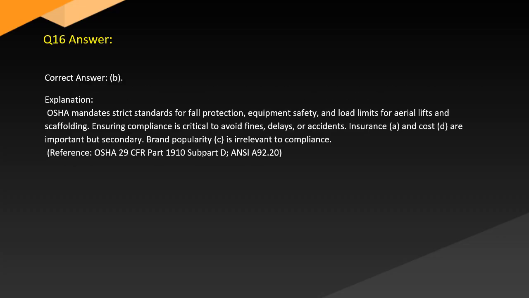Answer. Correct answer: B. Explanation: OSHA mandates strict standards for fall protection, equipment safety, and load limits for aerial lifts and scaffolding. Ensuring compliance is critical to avoid fines, delays, or accidents. Insurance (A) and cost (D) are important but secondary. Brand popularity (C) is irrelevant to compliance. Reference: OSHA 29 CFR Part 1910 Subpart D and CFR Part 1926 Subpart L.